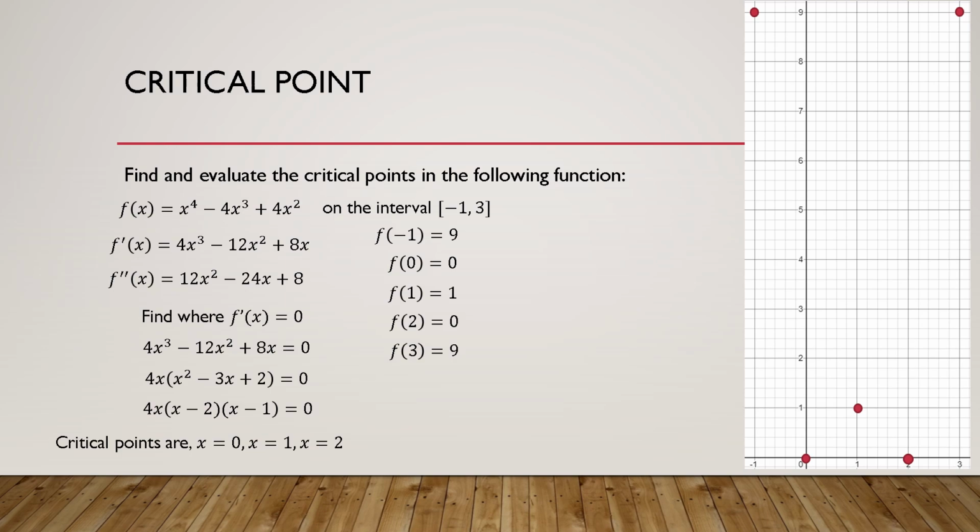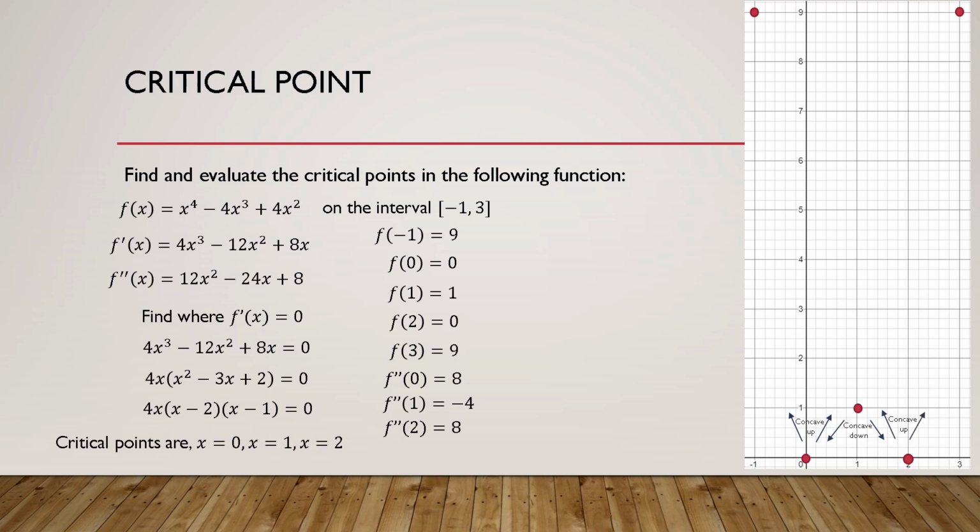Next, we look at the second derivative at the three critical points. The second derivative of f at 0 is 8, meaning concave up. The second derivative of f at 1 is -4, meaning concave down. And the second derivative of f at 2 is 8, meaning concave up.